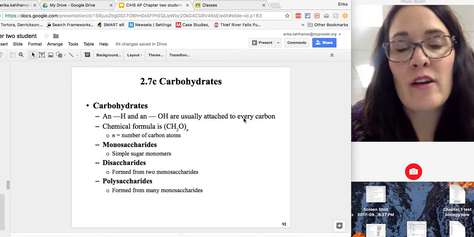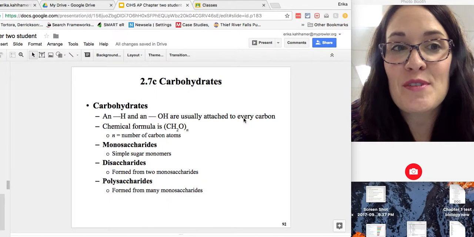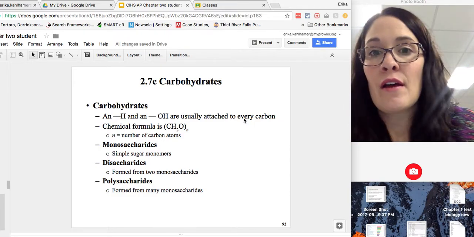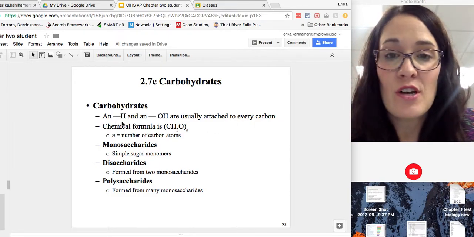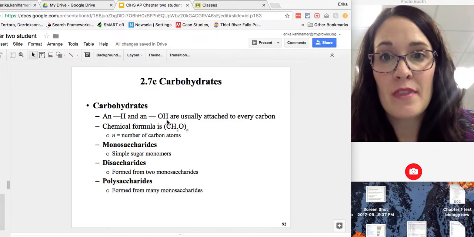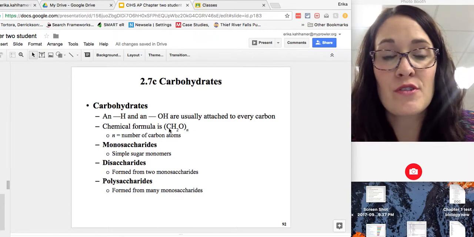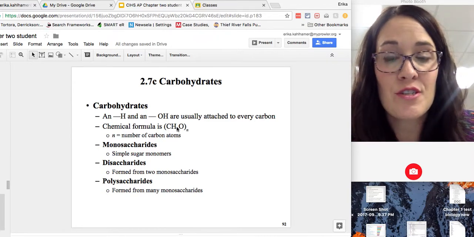Okay, so this is macromolecules continued with carbohydrates. Usually an H and an OH are attached to every carbon. It's always in this conformation, this order, there's a 2-to-1 ratio of hydrogen to carbon and oxygen.